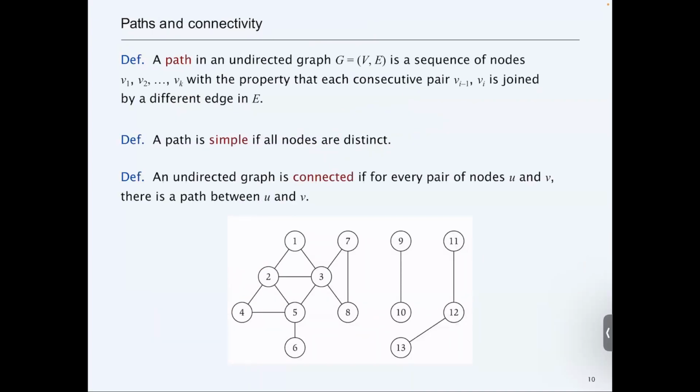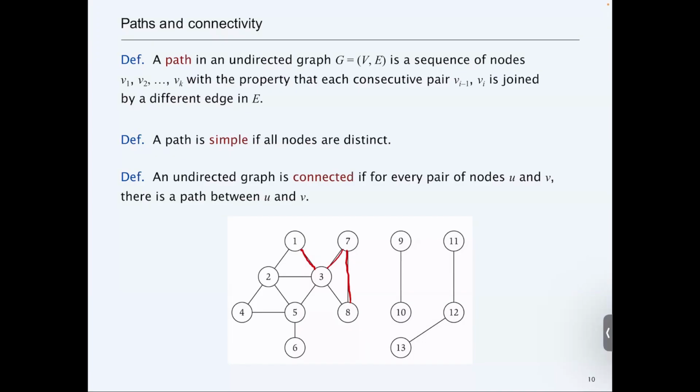Now we start defining some of the more important graph terminology. A path is just a sequence of vertices where consecutive vertices are connected by edges. So if I say something like V1, V2, V3, all the way up to VK, we're using edges in that graph, and then that sequence forms a path. So we could say that there's a path from 1 to 3 to 7 to 8. So V1 is 1, V2 is 3, V3 is 7, and V4 is 8. That is a path in our graph.